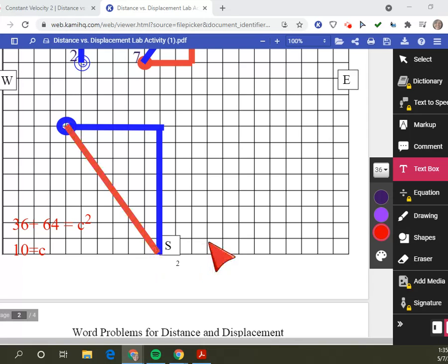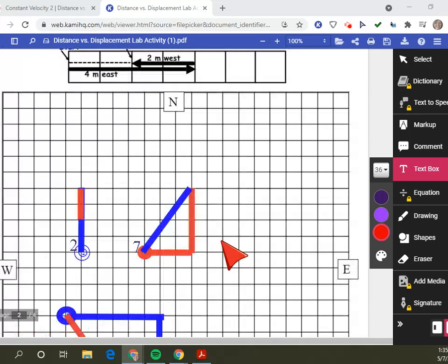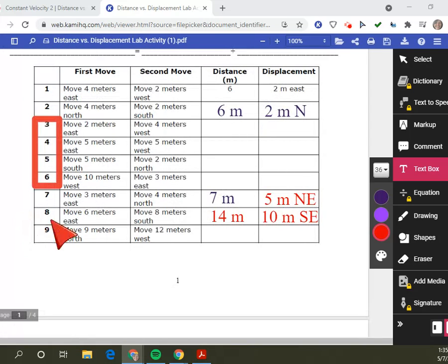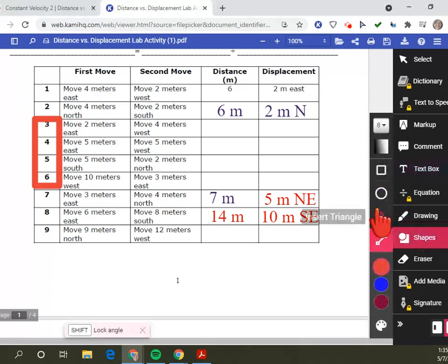Okay. All right, so go ahead and do number 9 on your own. You should be doing that one. I'll give you about 1.5 to 2 minutes, and then we'll do some of the questions together and give you some time for practice.